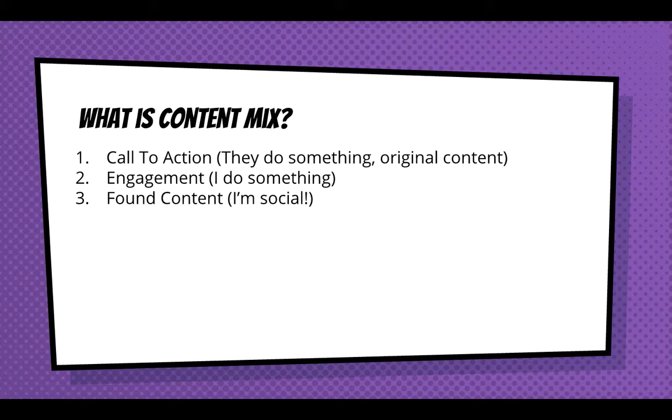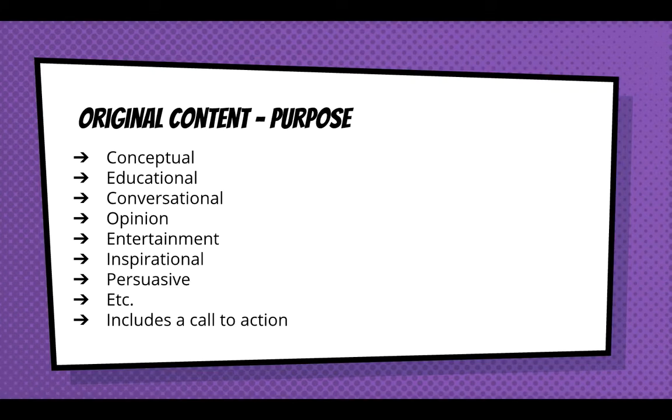So when we're talking about content mix, we're talking about all of the different bits of information. There's really 3 types of content that you can be posting on Twitter. A call to action, so you're asking somebody to do something. This is typically original content. You can have engagement, so that's when you're doing something. So you are liking, you're retweeting, you're interacting with people. And then there's found content, which tells people that you're social. So this is finding content from other relevant sources, something that you didn't write, and then posting it to your audience.